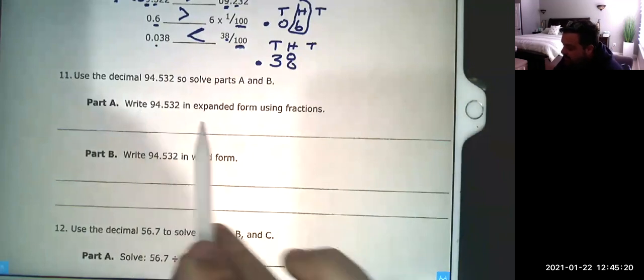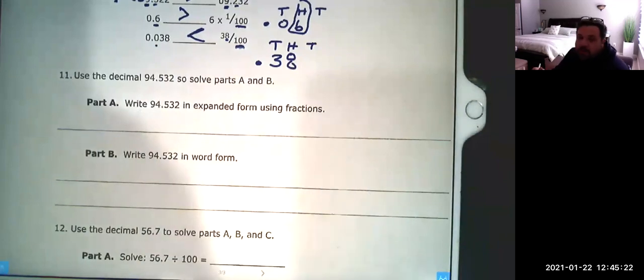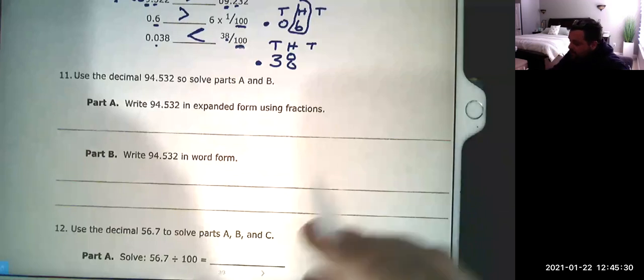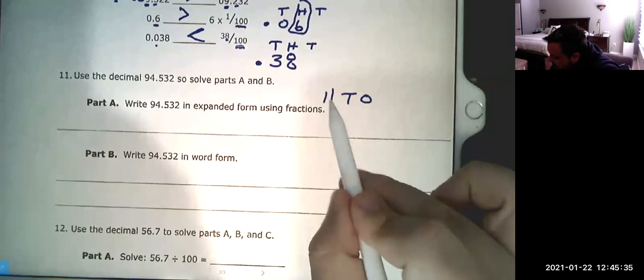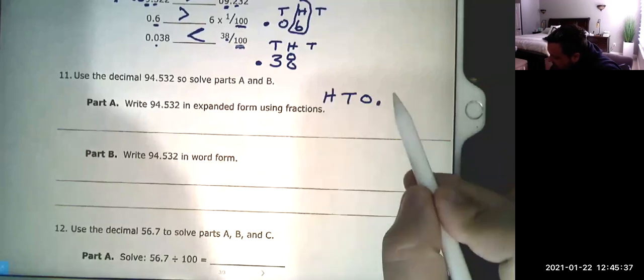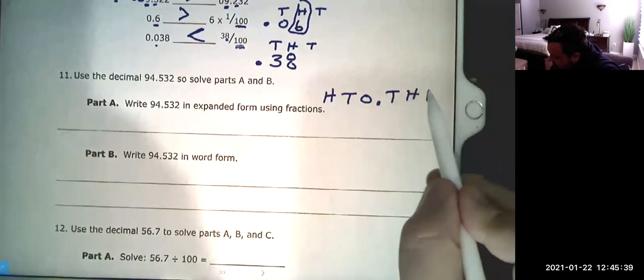So it wants us to write this in expanded form. I wrote an example on our quiz, but if you're going to write this in expanded form, you're just expanding it out, multiplying it by the place values, right? So remember, our place values are ones, tens, hundreds. Decimal means and, tenths, hundredths, thousandths.